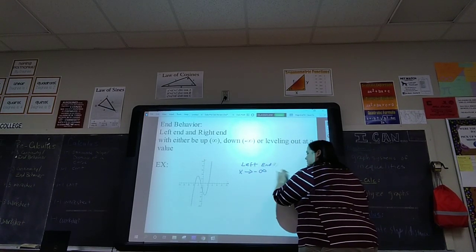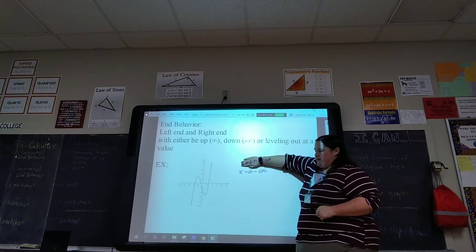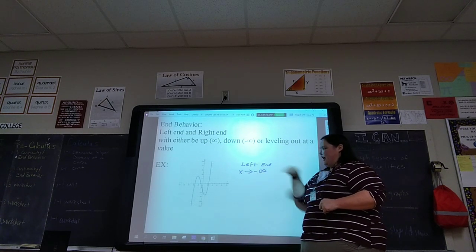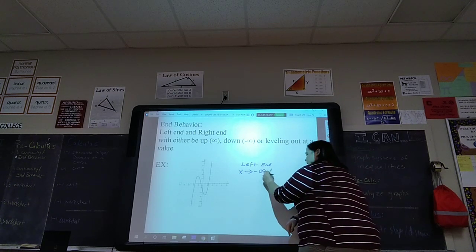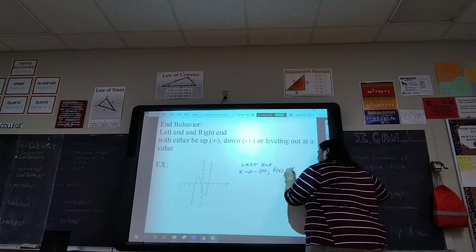On this first example, I'm going to write it out in words, but for the most part, you won't have to write left end, because if you write x is approaching negative infinity, that tells me that we're looking at the left end of the graph. Okay? Then what we're going to answer is what f of x is doing.